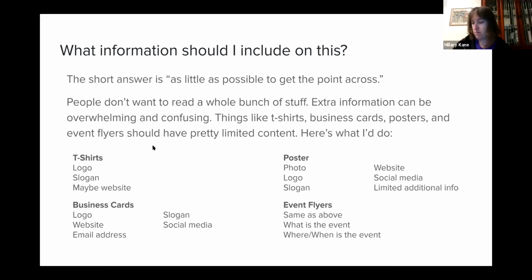For a t-shirt, I'd want to have maybe the logo and a slogan on the front and maybe the website on the back, something like that. And then the business card, you get a little bit more information, contact stuff. Event flyers, you want to cover the who, what, when, where, why, and not get into a bunch of extra information that'll bog the message down.